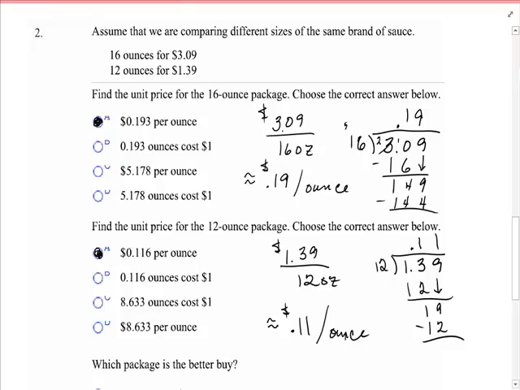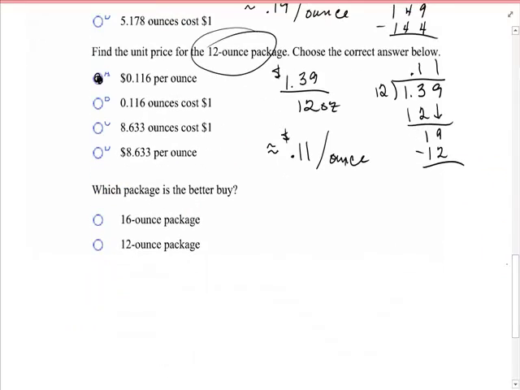Which one is the better buy? Well, this one is about 19 cents. This one is a little more than 11 cents. So you want the smallest cost per ounce, which turns out to be the 12-ounce package. So there we go. All right, let's do a few other problems.